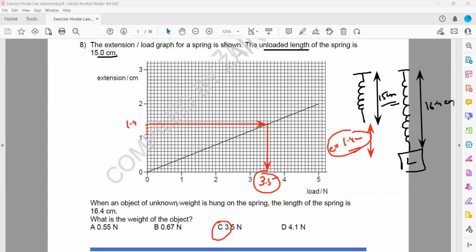So first, the length of the unloaded spring was 15 and the loaded spring is 16.4. We find first the extension, because the graph is between extension and load. So using the graph, we work out that if extension is 1.4, the load attached must be 3.5 newtons. That's why C is the right answer.